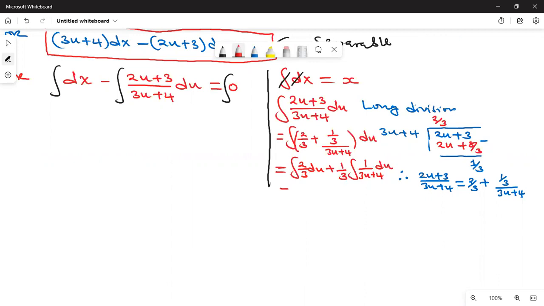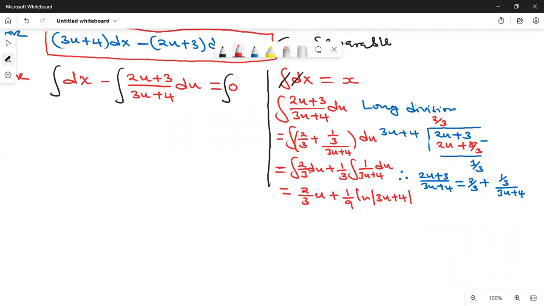So how do you integrate 2/3 with respect to u? You get (2/3)u. Plus, here you're going to use another substitution. Maybe let z be equal to 3u + 4, so that when you integrate that and multiply by 1/3, you get 1/9 ln|3u + 4|.